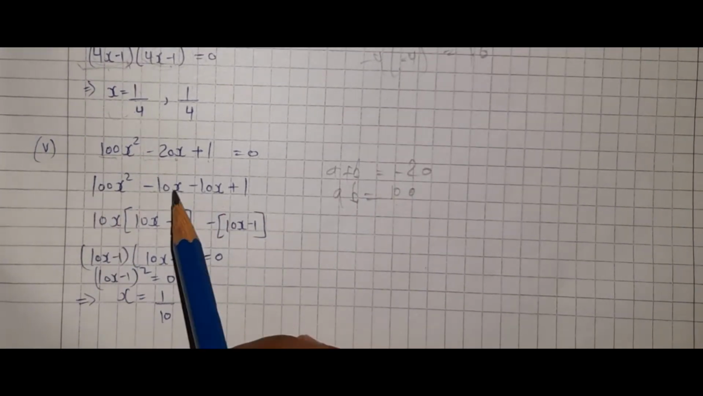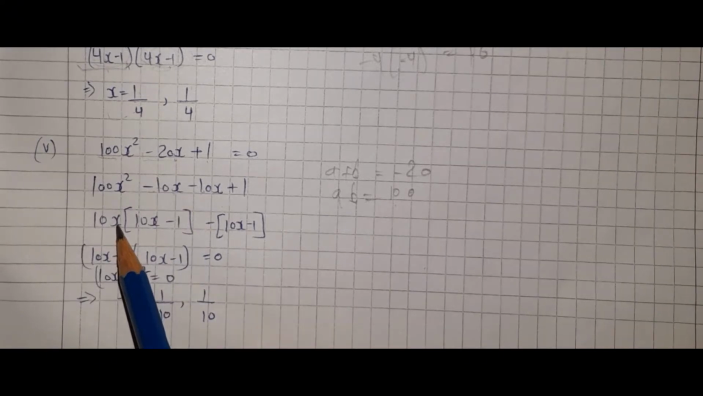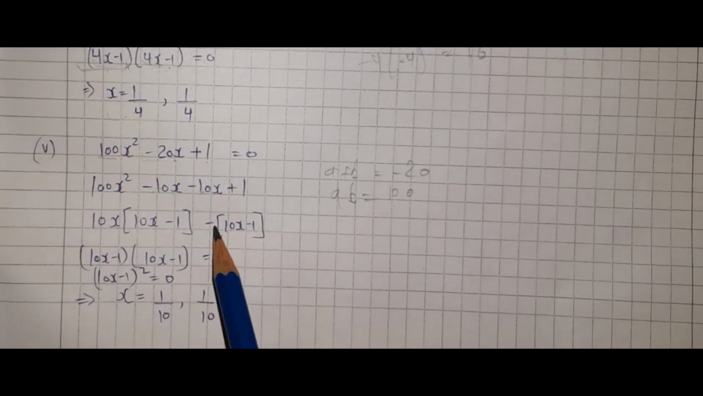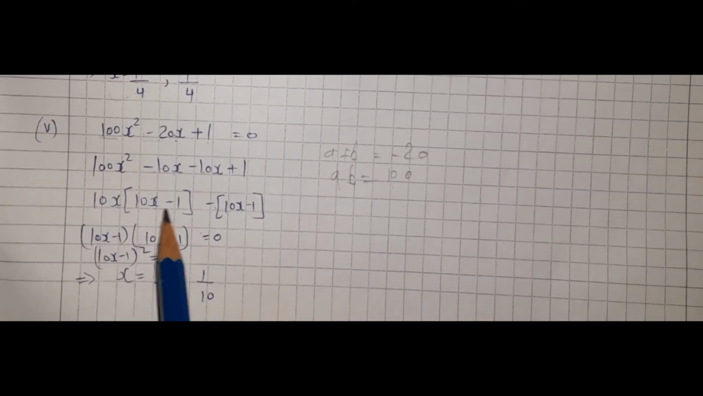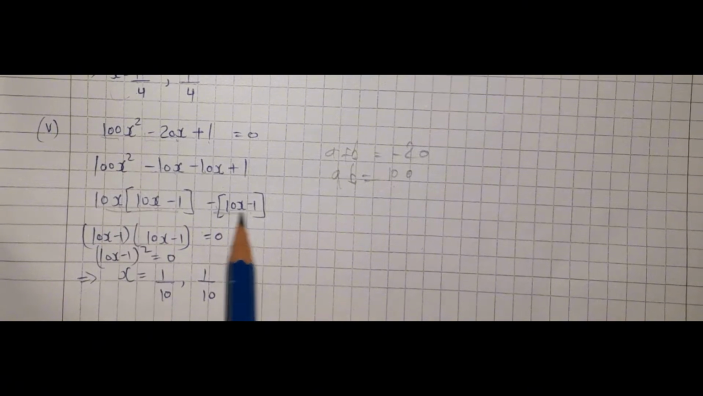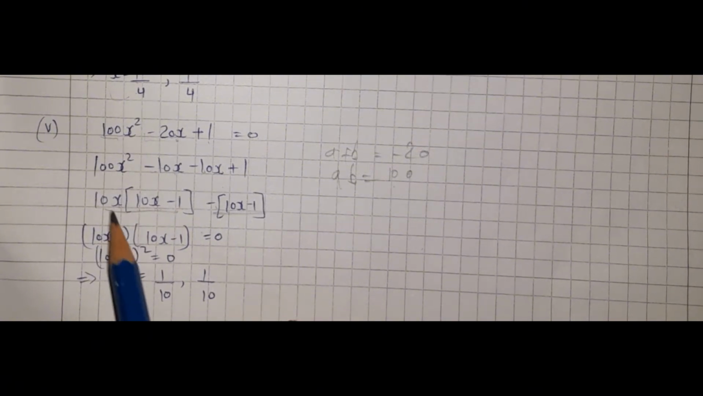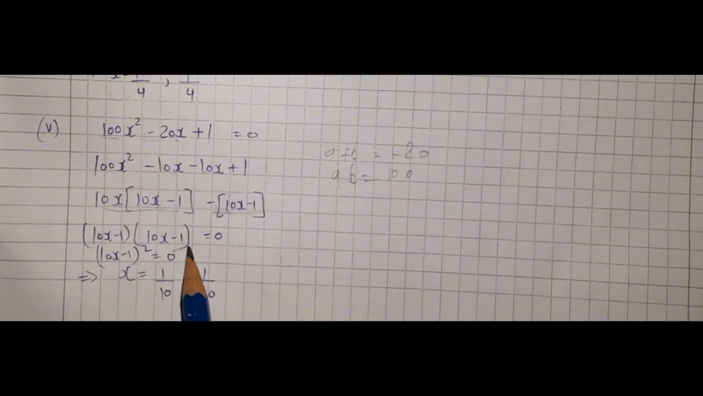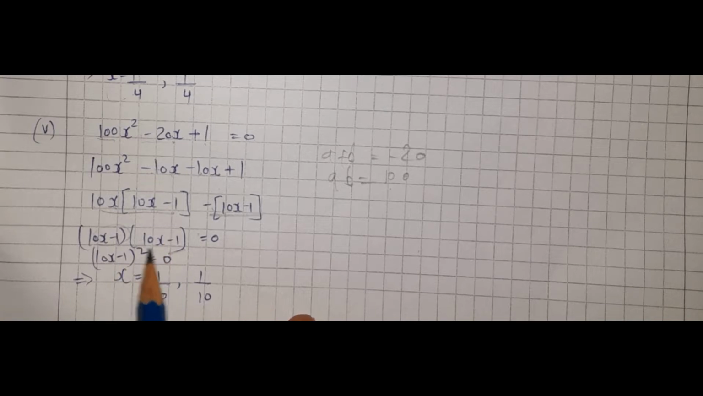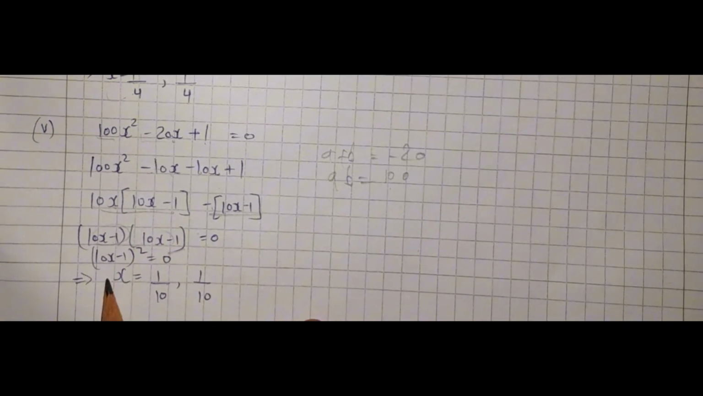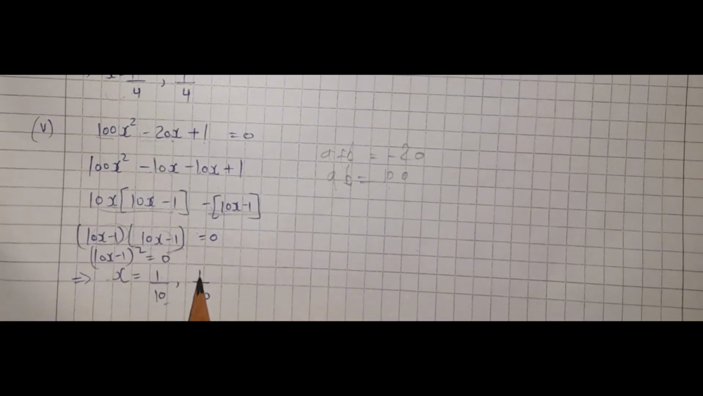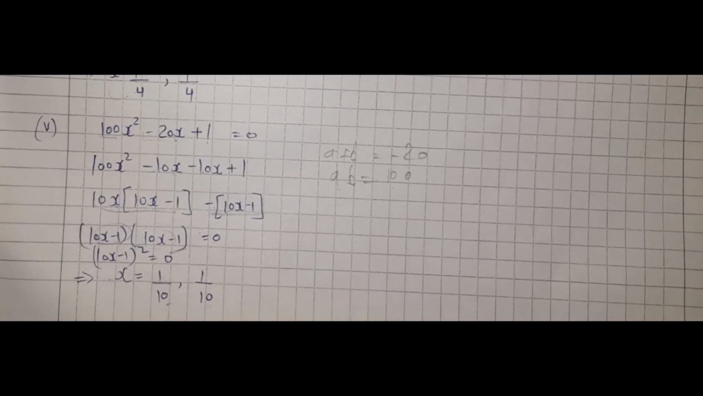Now taking common from the first two terms, 10x is common, from the last two terms -1 is common. Now take (10x - 1) common from the first and the second term, we will have (10x - 1)(10x - 1). Now equating these factors to 0, we will have x equals 1/10.